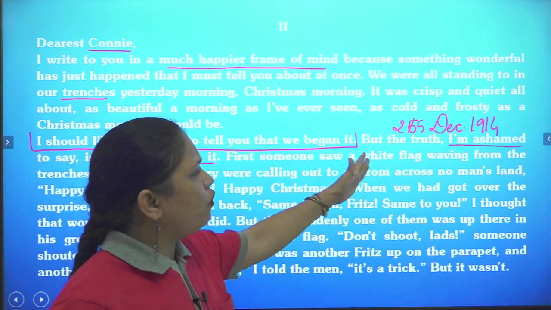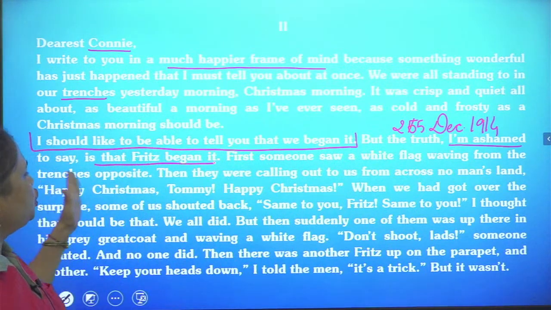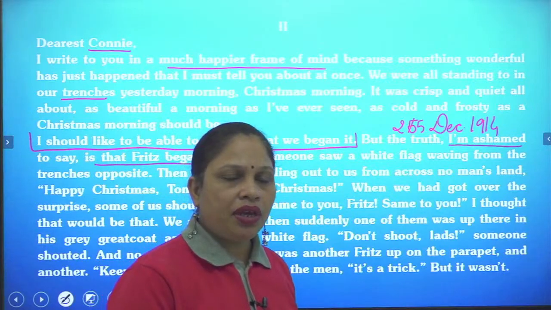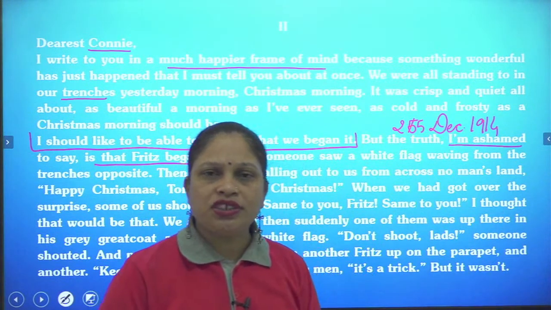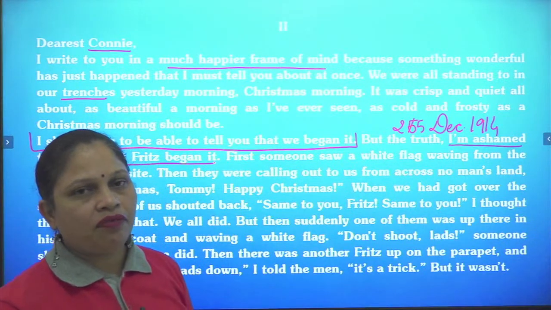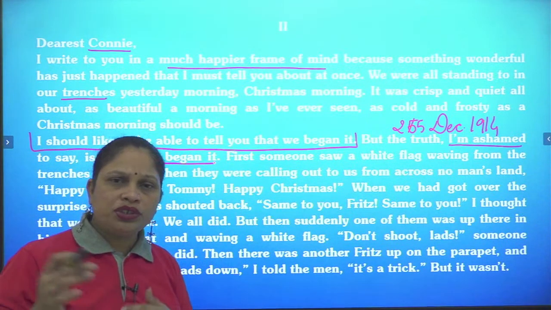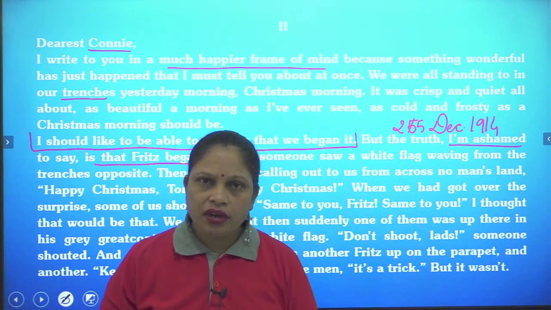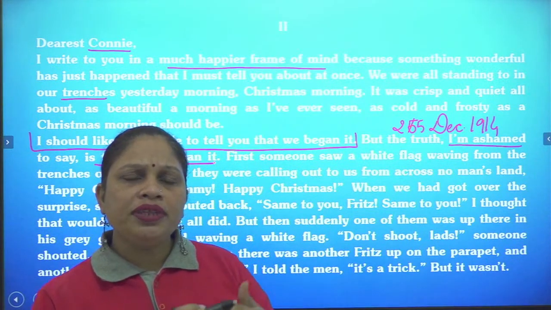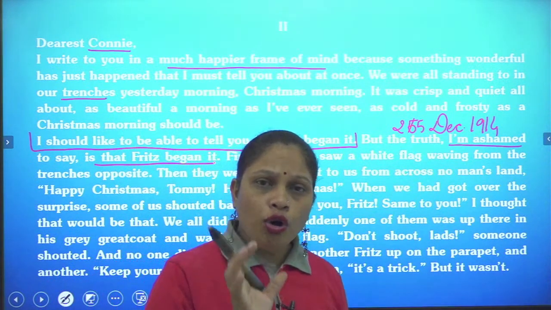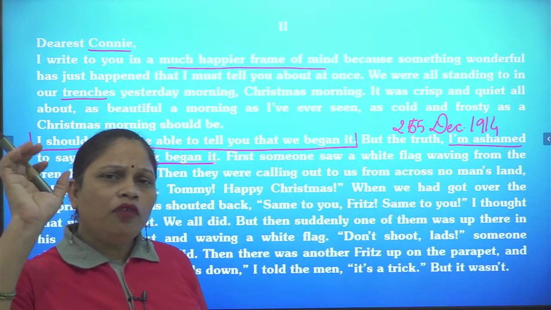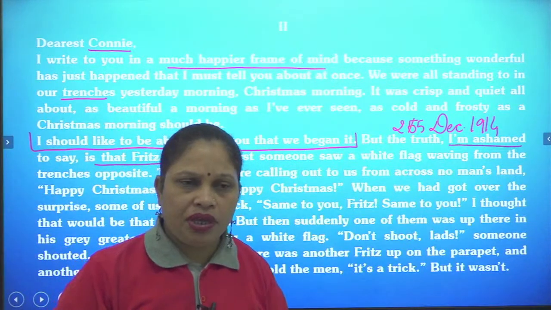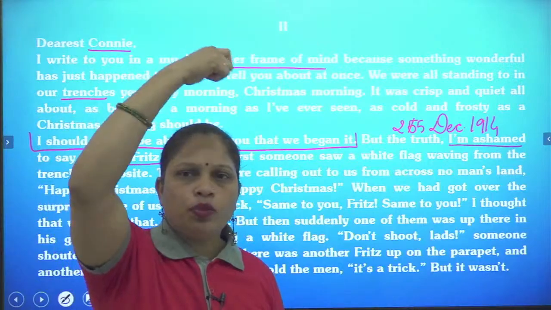First, someone saw a white flag waving from the trenches opposite. As the Tommies, the British Army, had prepared trenches to protect their soldiers, the same way the opposite army, the enemies, had trenches to protect their soldiers. Someone from the Tommies' troop saw that from the trenches of the German army, one white flag was waving.